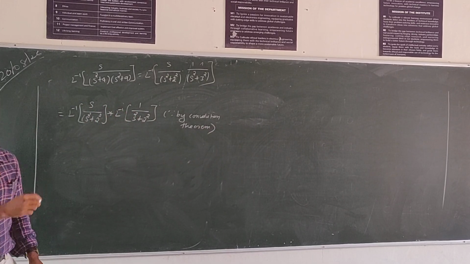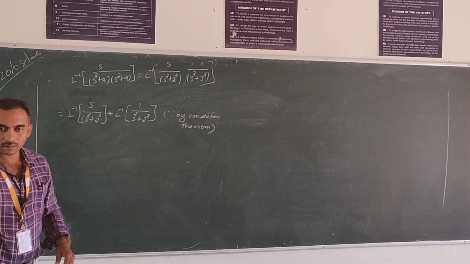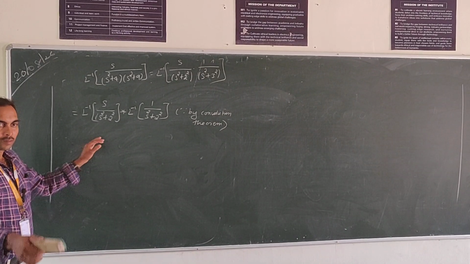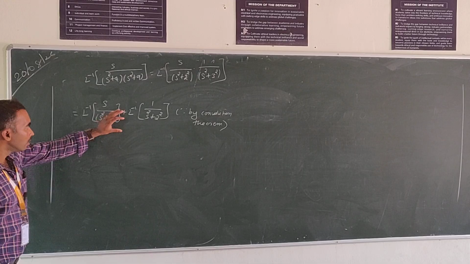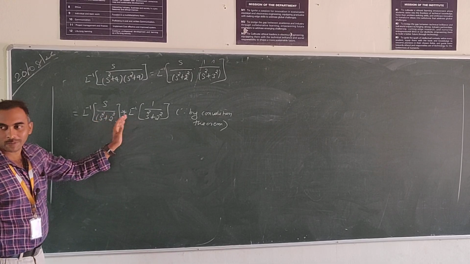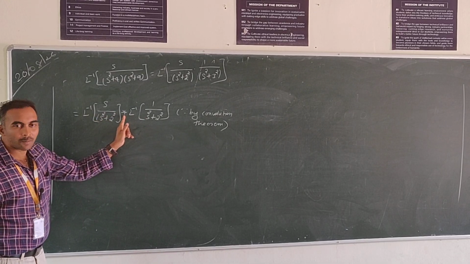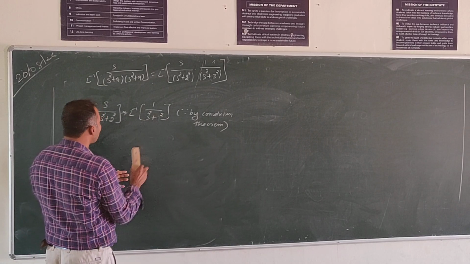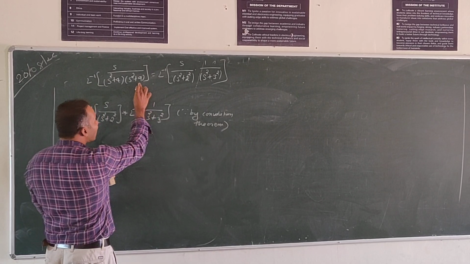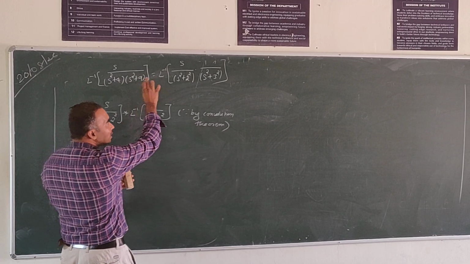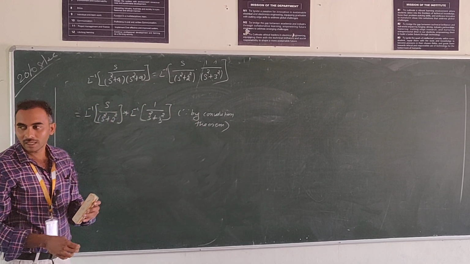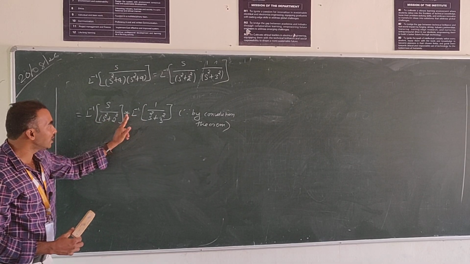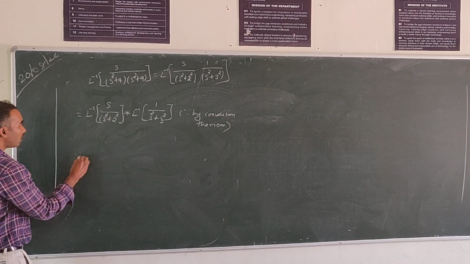So this theorem says that by the convolution theorem we have to split. This star is an operator. This is 3 square. This is a 9, and 9 can be written as 3 square. So we can split like this. This is an operator.